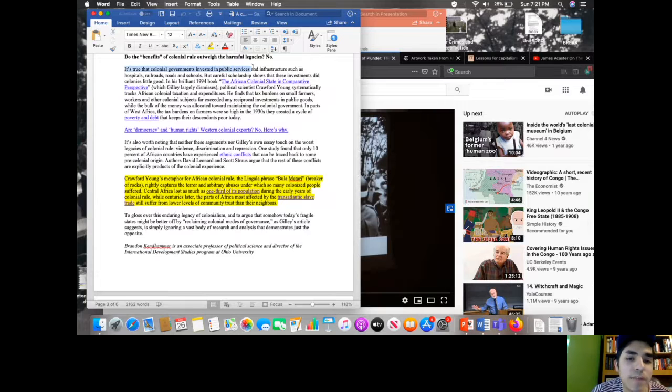It's true colonial governments invested in public services and infrastructure such as hospitals, railroads, roads, and schools, which is, I guess, kind of the benefit of colonialism. That's a cringy thing to say. But careful scholarship shows that these investments did colonies little good.